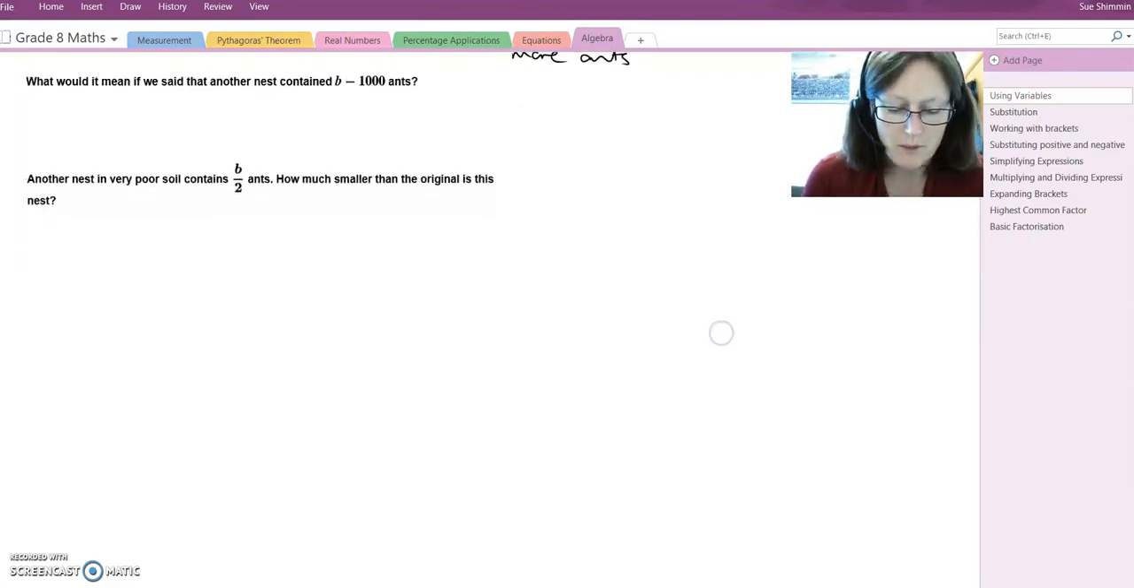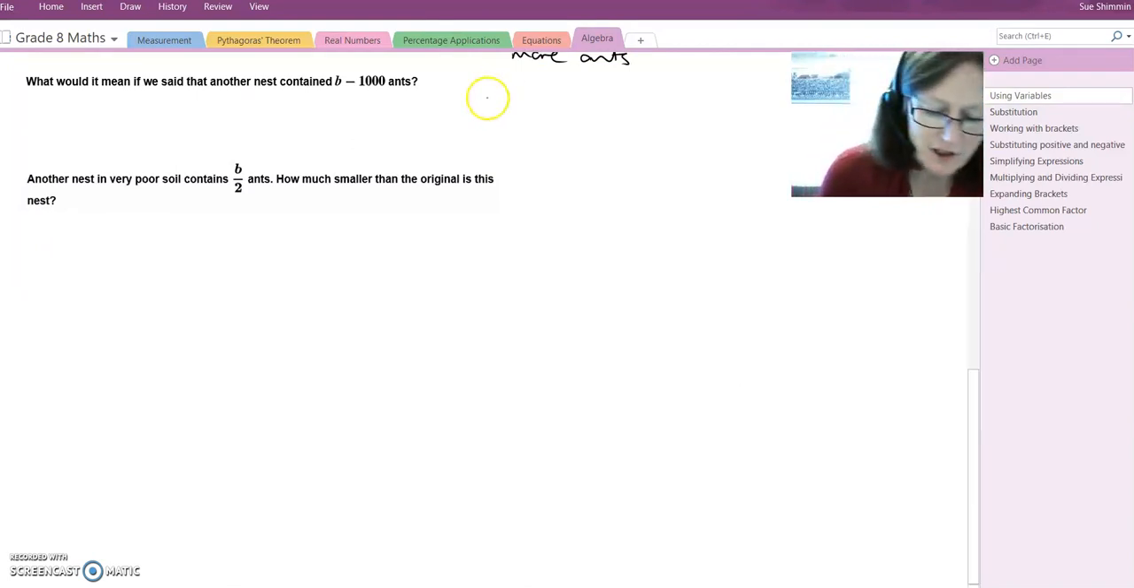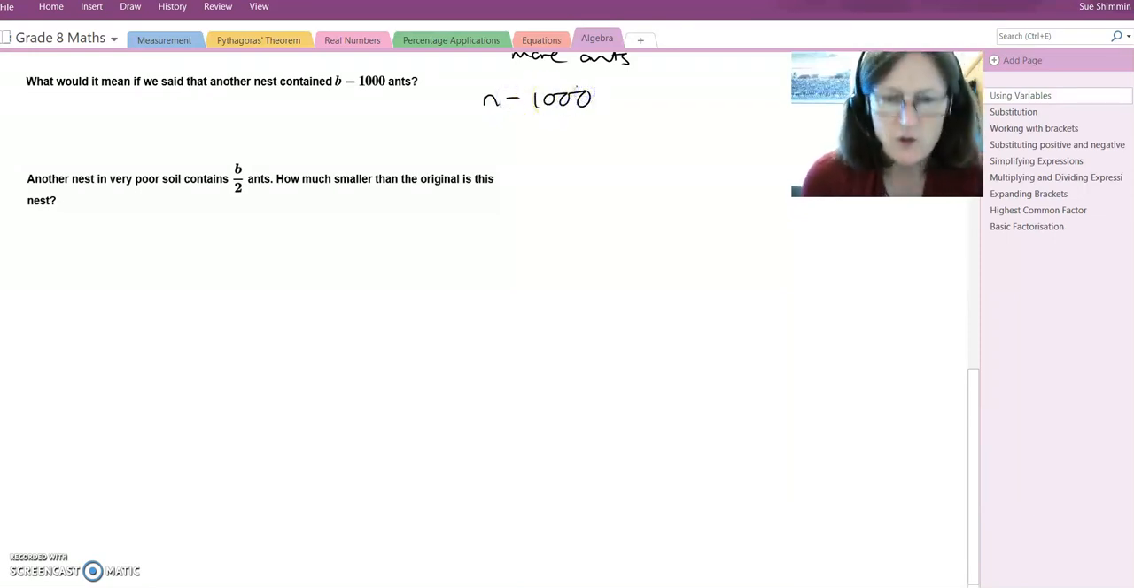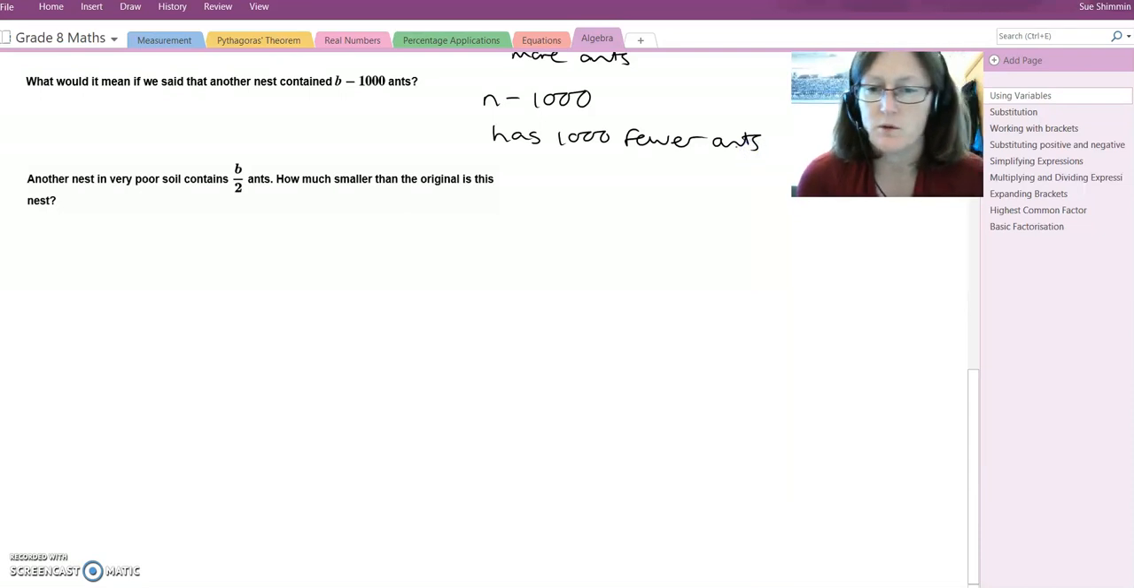So what would it mean if we said that there was another nest that contained b minus 1,000 ants? Again, I'm going to change that to n minus 1,000 ants rather than calling it b. What would it mean if that nest contained n minus 1,000 ants? Well, it would mean that this nest has 1,000 fewer ants than the original nest we were talking about, because the original nest has n ants.